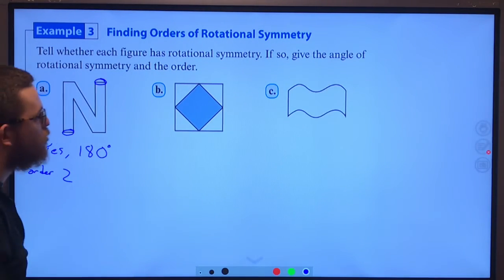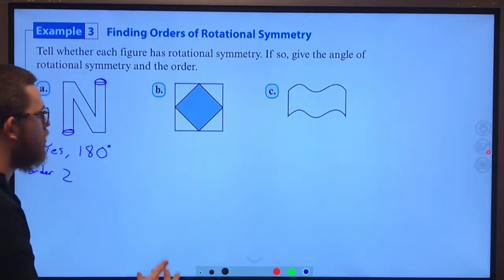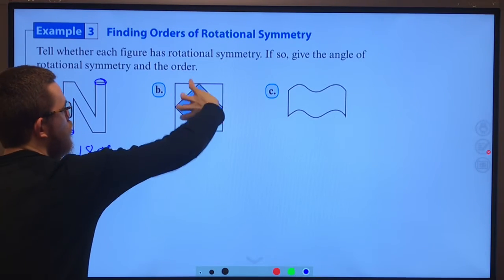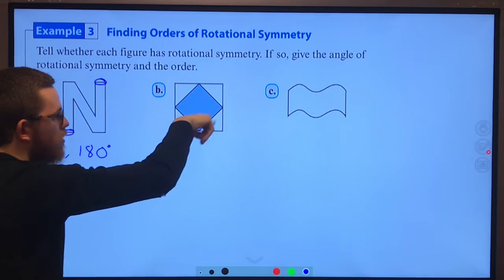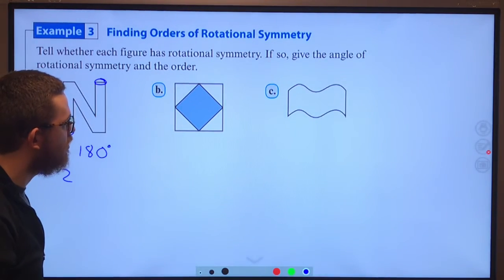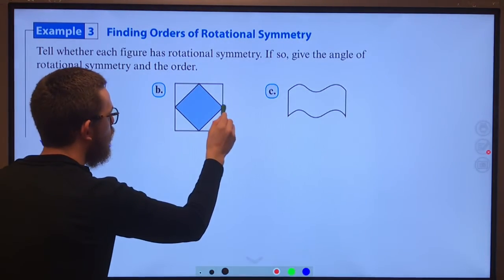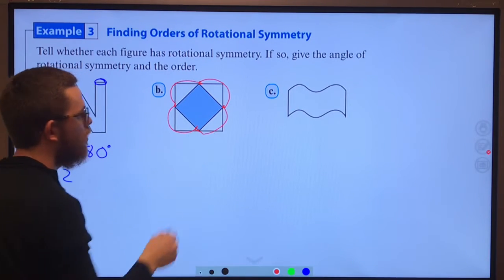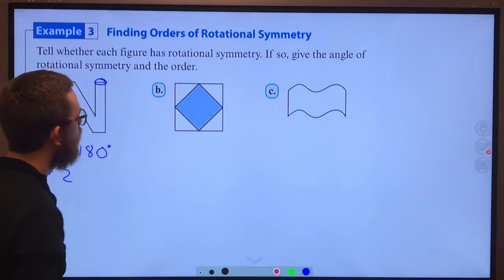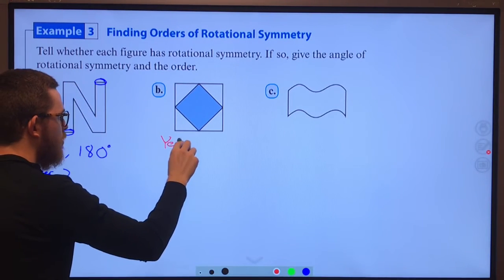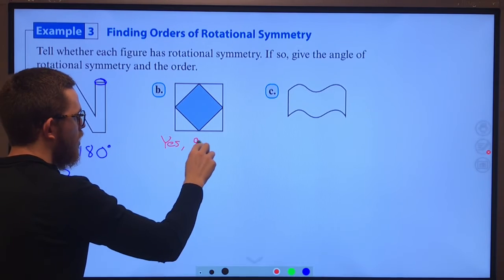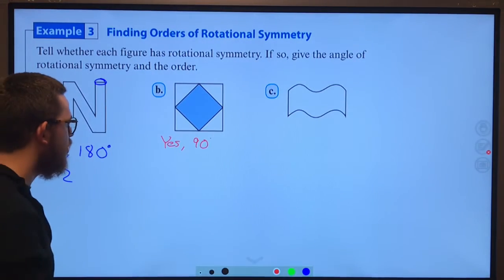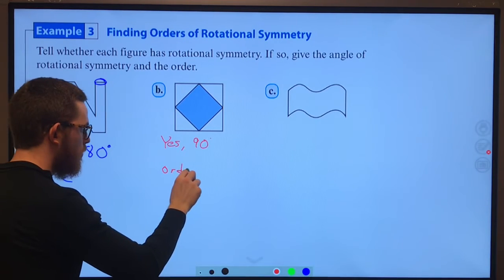This next one here, this is practically a square for us. As we go 360 degrees, 1, 2, 3, 4 times it would rotate and line up with itself. And so yes, this once again has rotational symmetry. Every 90 degrees we rotate this, it would coincide with itself. So that means the order is 4.